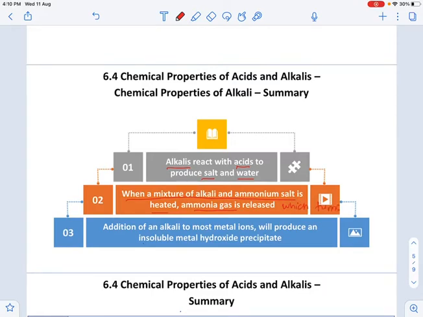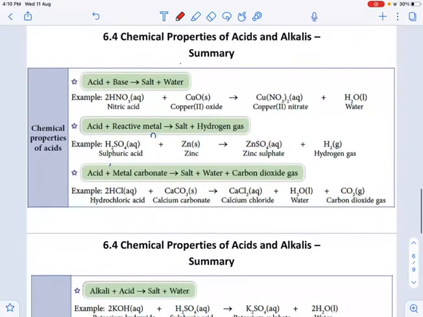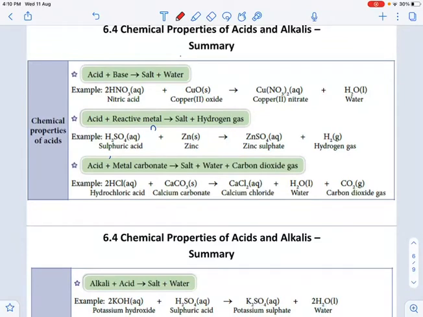turns red litmus paper to blue. And number 3, addition of an alkali to most metal ions will produce an insoluble metal hydroxide precipitate. Okay, and lastly is the summary of the chemical properties of acids and alkalis. Okay, so the first, for the chemical properties of acid, acid reacts with base to form salt and water. So the example given is nitric acid reacts with copper(II) oxide to form copper(II) nitrate and water.